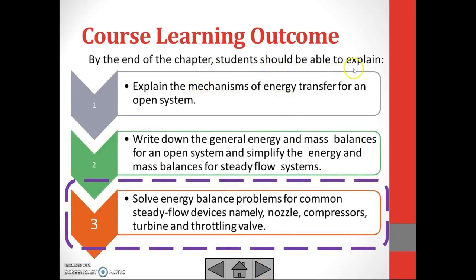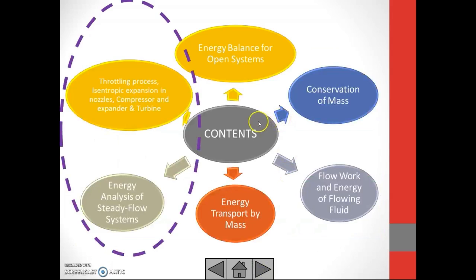So by the end of the chapter, students should be able to explain and solve energy balance problems for common steady flow devices such as nozzle, compressors, turbine, and throttling valve. In this module, we will cover the energy analysis of steady flow systems and the throttling process for isentropic expansion in nozzles, compressor, and expander and turbine.